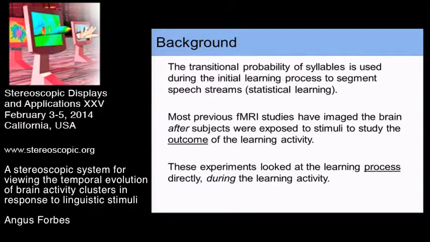So the transitional probability of syllables is used during the initial learning process to segment speech streams using statistical learning. And the interesting thing about this study is that most previous studies have done neuroimaging on the brain after subjects were exposed to stimuli to study the outcome of a learning activity. And the difference here is that she's interested in looking at the learning process during the learning activity.